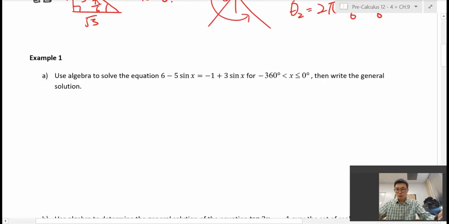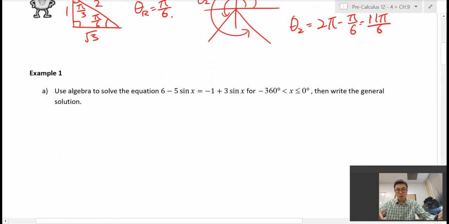First of all, this is still somewhat simple, but now we're going to write the general solution. The terminology is new, but it's not really new. Let's see. It says use algebra to solve the equation 6 minus 5 sine x equals -1 plus 3 sine x for the angle from -360 degrees to 0 degrees. To solve this question, it's just like a linear equation. We need to isolate for x.